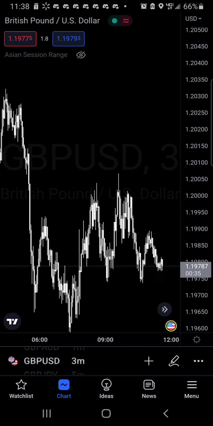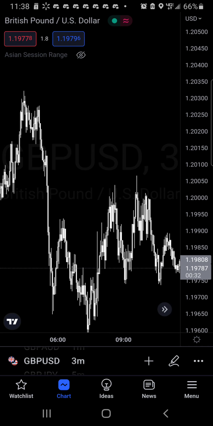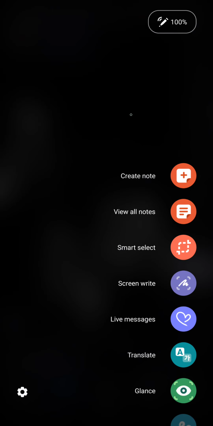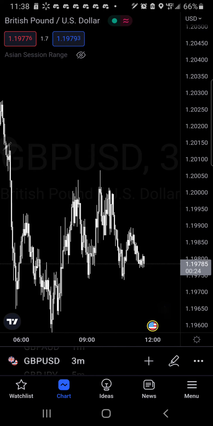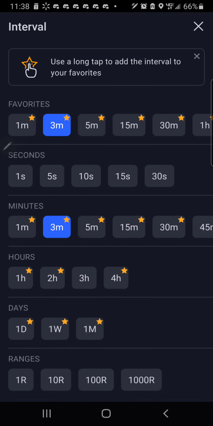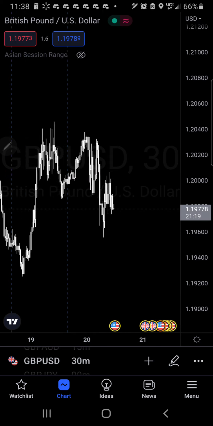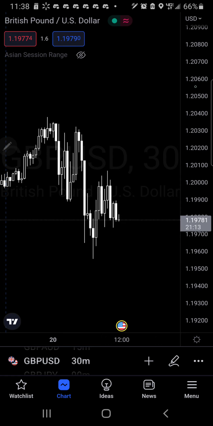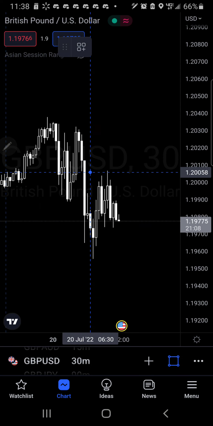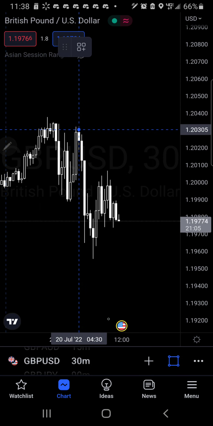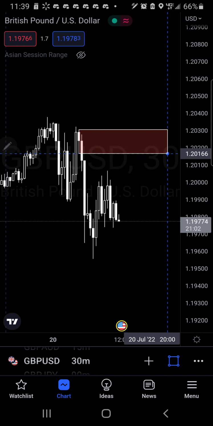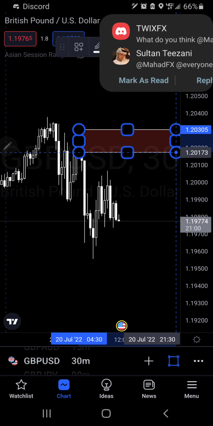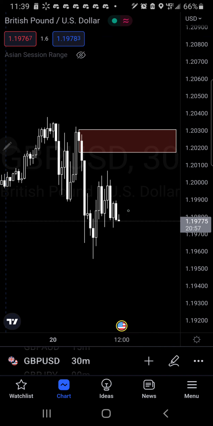Now I want to show y'all, as far as these supply and demand zones go, there are certain criteria that must be fulfilled for a good quality supply and demand zone. Let's look at the 30-minute. Looking at what we see right here, 9 times out of 10, most people would say look at this as our zone. And they're not half wrong, because it looks like a zone.